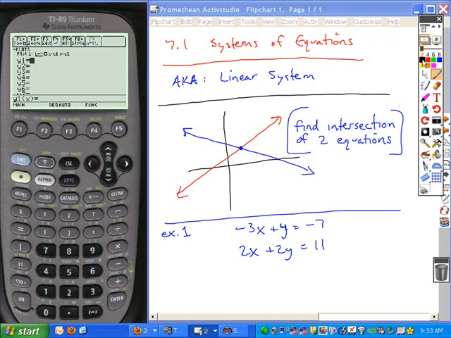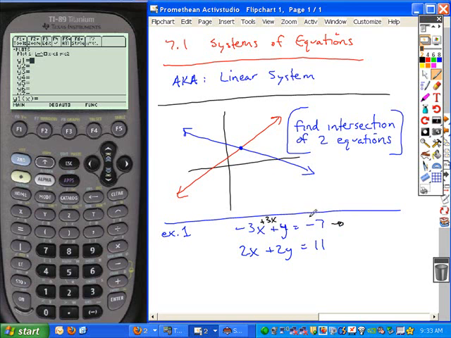Let's say we do it by hand. This first equation is pretty easy to solve for y, right? Y already has a coefficient of 1. So in order to isolate y on one side of this equation, what do we have to do to each side? Move the other terms. So if we move the 3x over, we get y is equal to 3x minus 7, or negative 7 plus 3x.